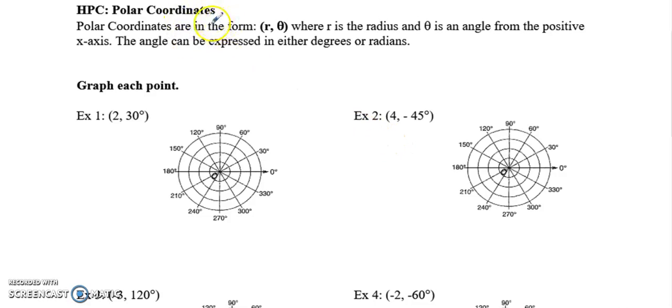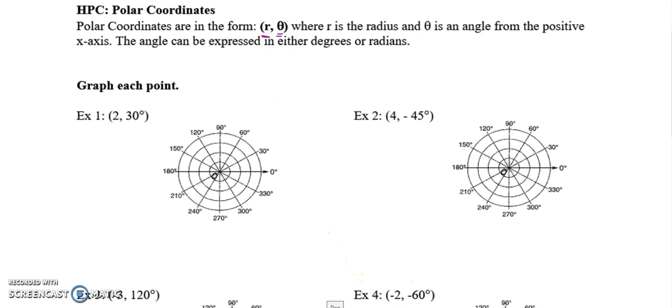Polar coordinates, what are they? Well, instead of making the plane using x and y, where they're horizontal and vertical, we get to use something in polar form. Notice it's in the form r, theta. So it's some distance away at some direction.